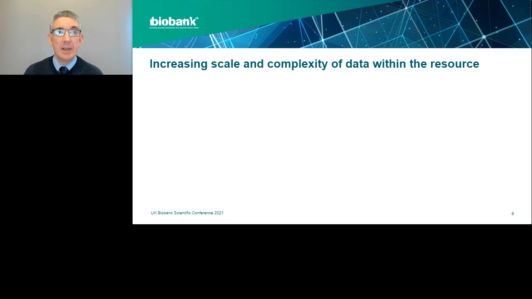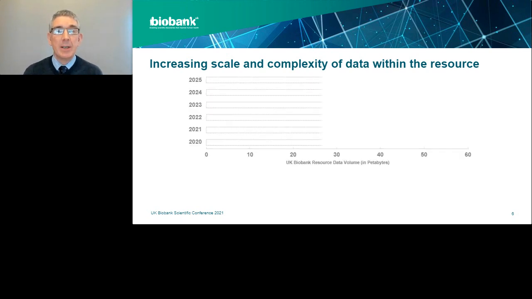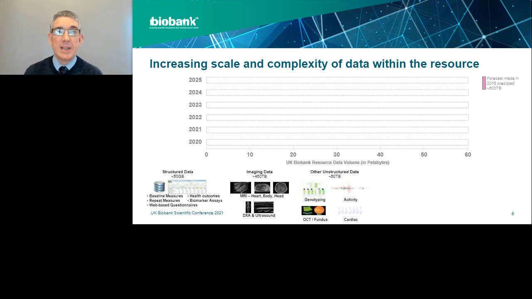So with that increase in use, there's also been a corresponding increase in the scale and complexity of data that is becoming available within the Biobank repository. This graph shows that quite neatly. Back in 2016, we set out a 5-year view of where we thought the resource would be by 2022 off the back of committed scientific projects, predominantly coming from the imaging project to image 100,000 participants, but also with the genotyping activity monitoring data. And as you can see from the purple blocks on the far left-hand side of this graph, we were anticipating being at a level of about 0.5 petabyte of data by 2022.